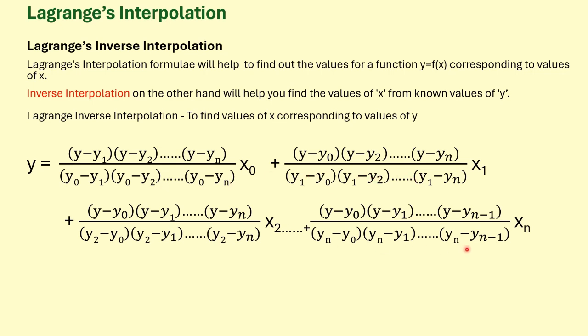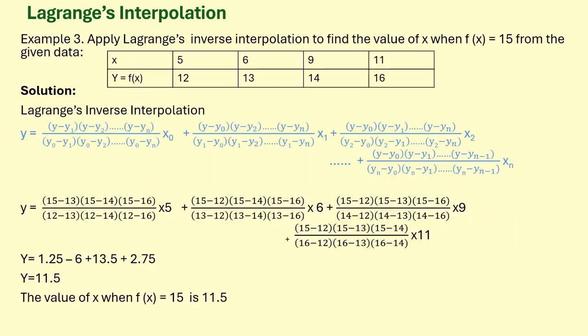Okay, let's understand this more clearly with an example. Apply Lagrange's inverse interpolation to find the value of x when f of x is equal to 15 from the given data. Here this is x and this is f of x. That is, here this is x0, x1, x2, x3, y0, y1, y2, y3. Now this is Lagrange's inverse interpolation formula.